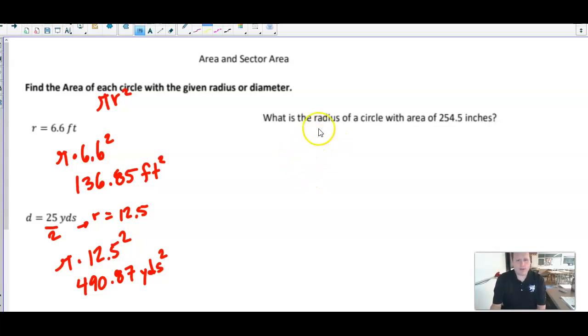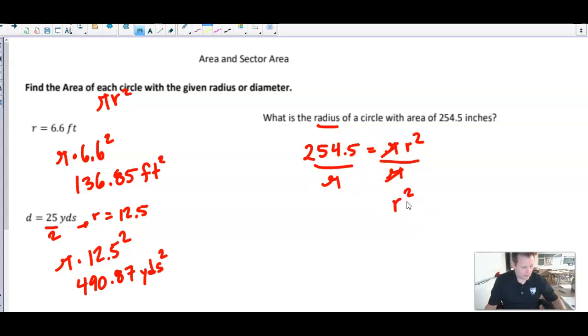We can extend this idea to finding a radius as well, and then we'll talk about our sector area in just a second. So let's say I'm giving you the area of a circle and I want the radius. So I'm giving you that 254.5 is equal to essentially pi r squared, and I want to solve that. So the first thing I would do is divide by pi, because that's going to get me r squared over here. So if I go 254.5 and I divide that by pi, that gives me 81.009.